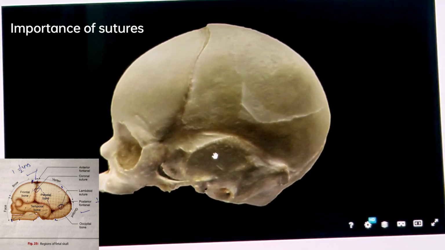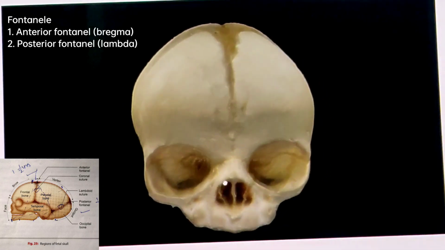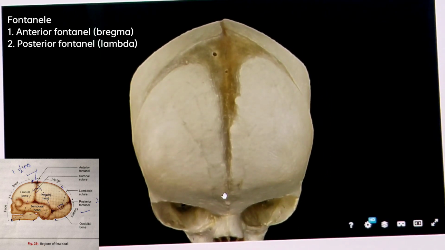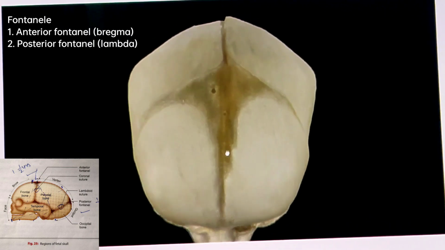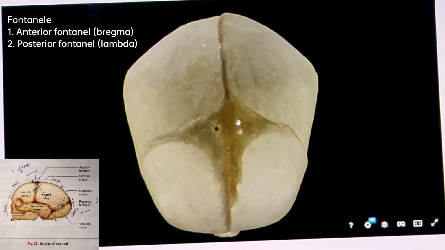Okay, let's go to the fontanelles now. What is the fontanelle? Where two or more sutures join is called the fontanelle. So this is the sagittal suture, these are the coronal sutures, and this is the frontal suture. These are joining at this spot. So this spot is one of the fontanelles, and this name is the anterior fontanelle.